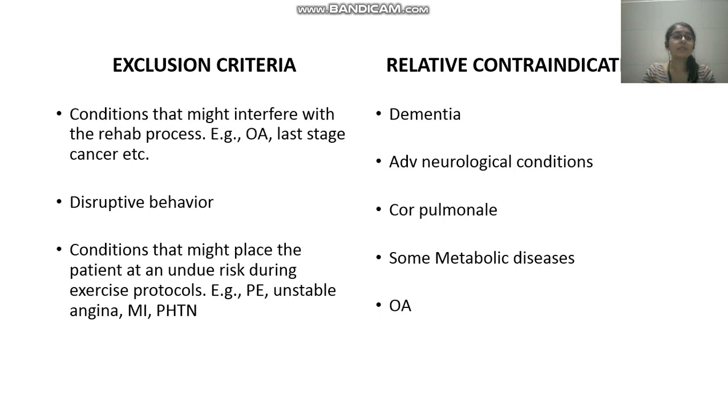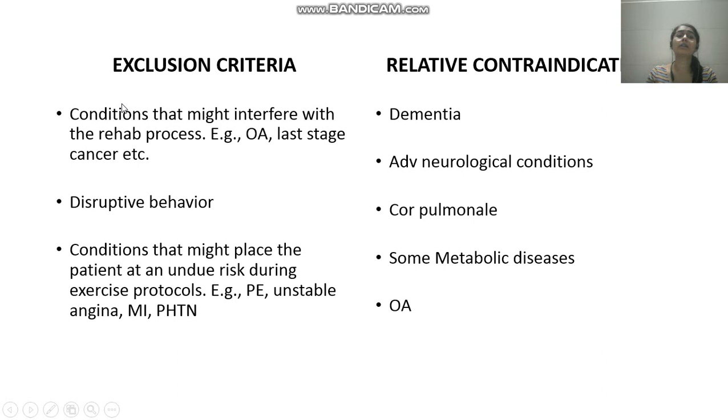So, what will be the exclusion criteria, the relative contraindications of pulmonary rehabilitation? We all know, before starting any treatment, any therapy, before knowing the indications, you should always know the yellow flags, red flags, or contraindications, and the people you need to exclude from your therapy. Okay, it is very important to know that.